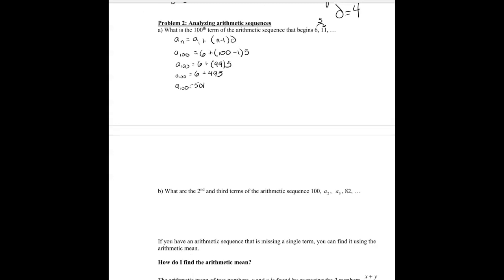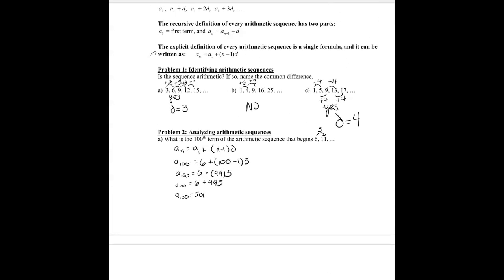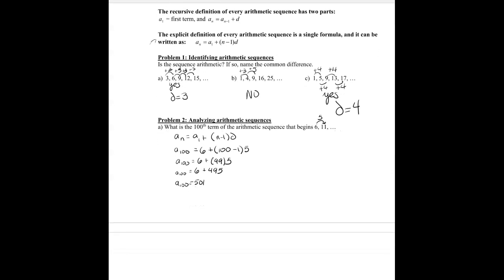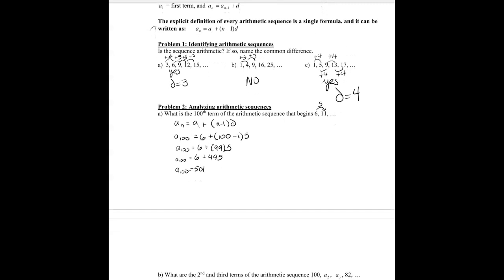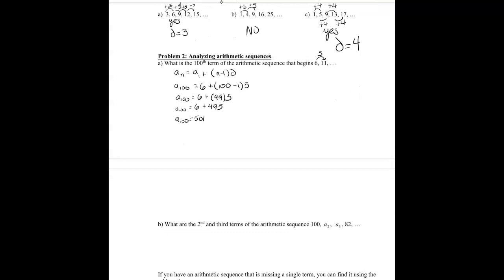So again, I see that I've got some terms. It's up to me whether or not I want to use explicit or recursive, but I don't exactly know my common difference off the top of my head, so either way I'm going to have to figure that out. And unfortunately, I don't really have a sub 2 to help me out with finding my difference, so I'm probably going to be using my explicit definition. So my explicit definition again is a sub n is equal to a sub 1 plus n minus 1 times d.